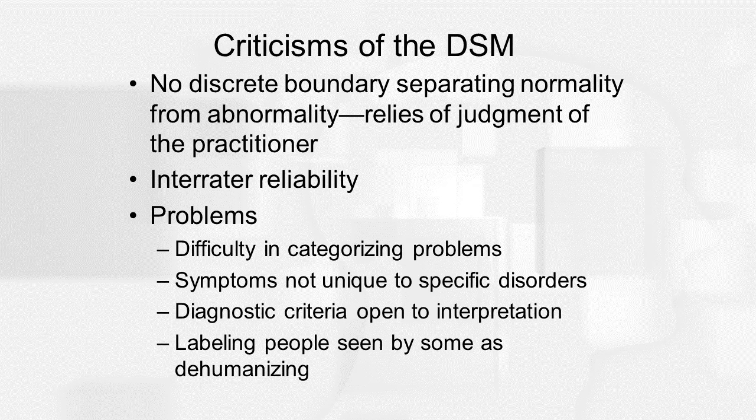identification. It is not without its criticisms, and there's quite a few criticisms of the DSM. The first primary criticism is that there isn't any discrete boundary separating normality from abnormality. So this is something that we've already discussed, that trying to tease apart what it really means to be abnormal can be incredibly challenging, and there's a lot of variables that can impact that. So it really relies on the judgment of the practitioner to be able to discern whether the feelings or cognitions or behaviors of the client are abnormal.